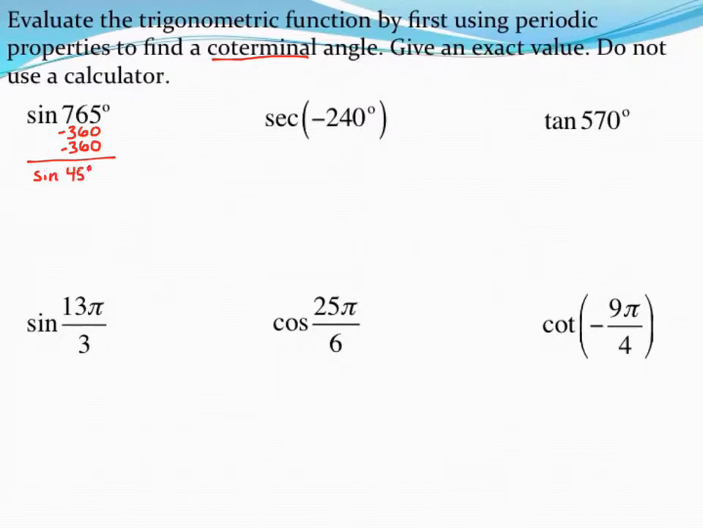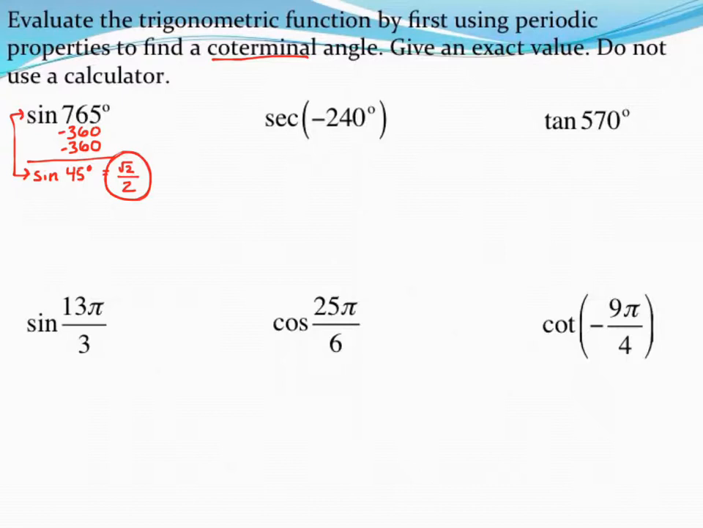Well, the sine of 45 degrees should be the exact same thing as the sine of 765, because we just found out that those are coterminal angles. The reason this helps is that sine of 45 is in the chart that we've made. So I can just look up the sine of 45 and see that the answer is the square root of 2 over 2. So I can use those periodic properties to make this problem somewhat shorter and easier to do.